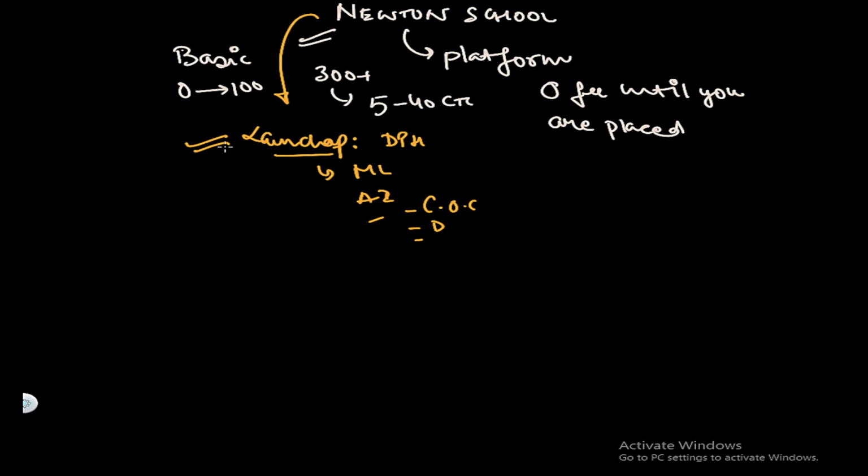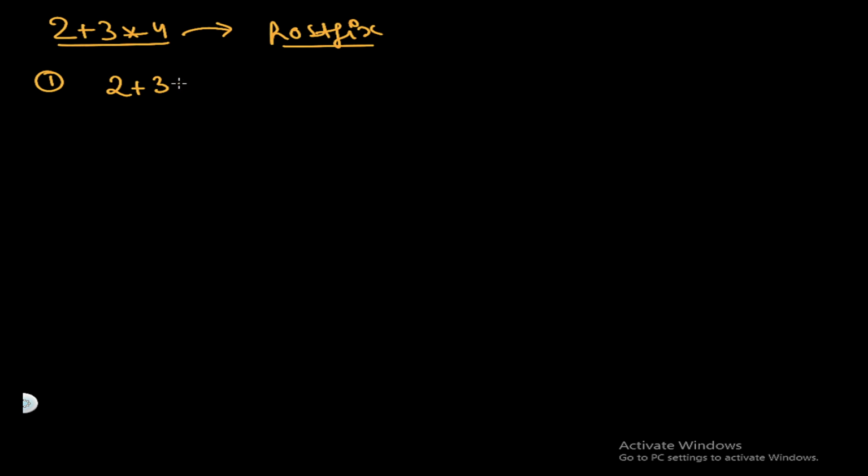So now let's proceed towards the algorithm. Now let's say that we are given the expression 2 plus 3 into 4. We want to transform this into a postfix expression. So as I discussed earlier, our first step should be to parenthesize this given expression. And I also mentioned the associativity and precedence rules.